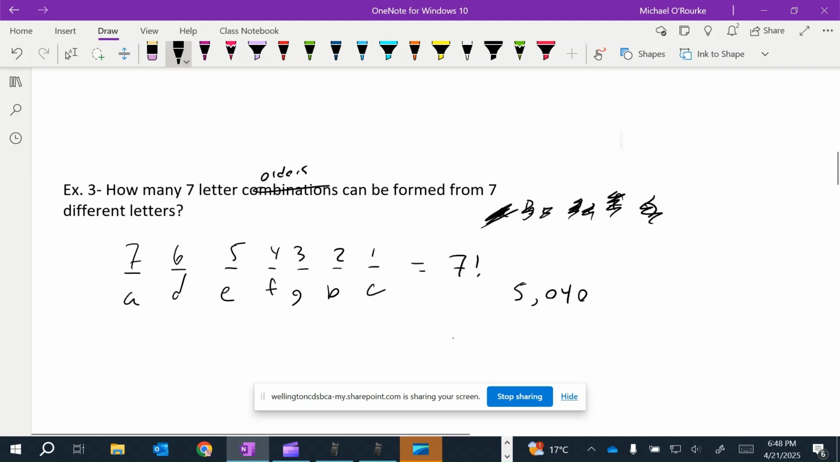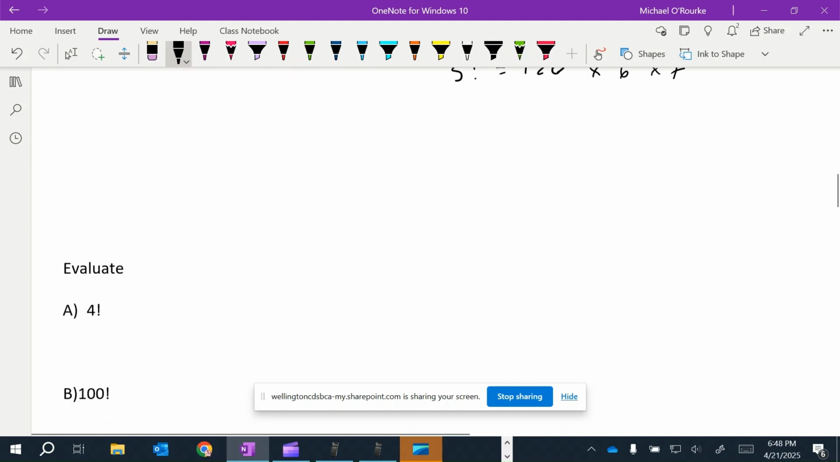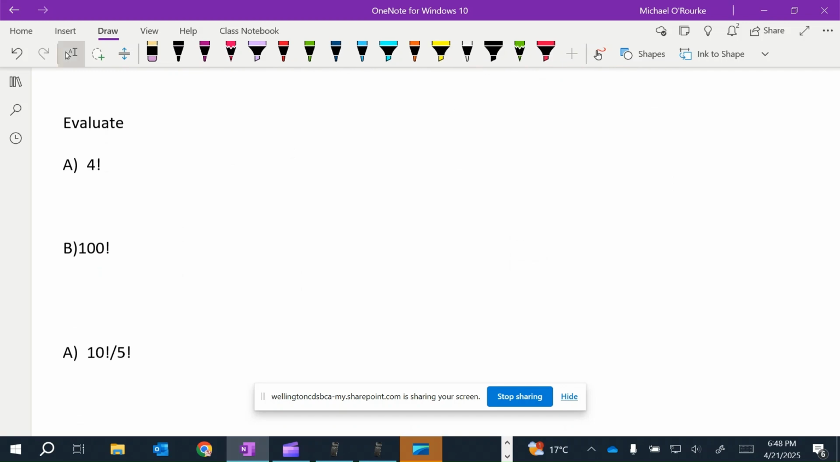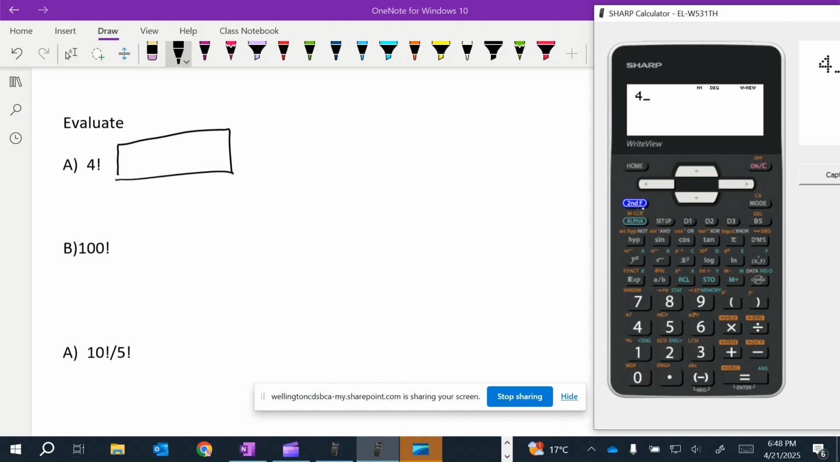Now you can see how much it goes up there. The difference between 7 factorial and 5 factorial is that we're multiplying the number by 6 and then by 7 again, so it goes up really quick. On your calculator right now, see what 4 factorial is. See if you can get an answer for that. Now 4 factorial is equal to 24.